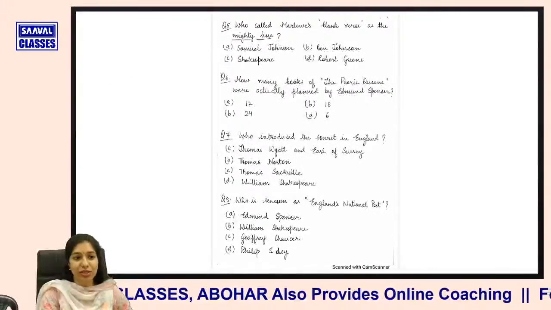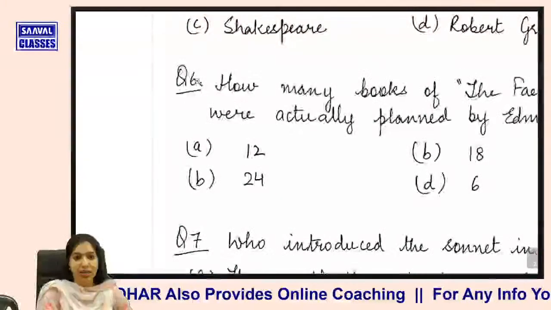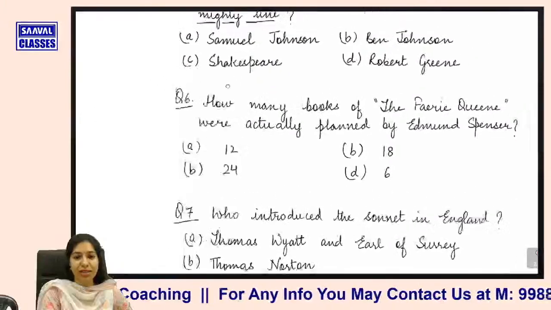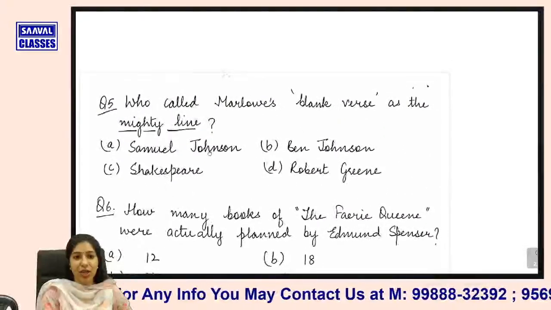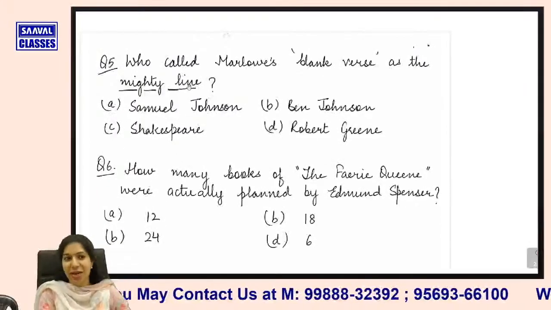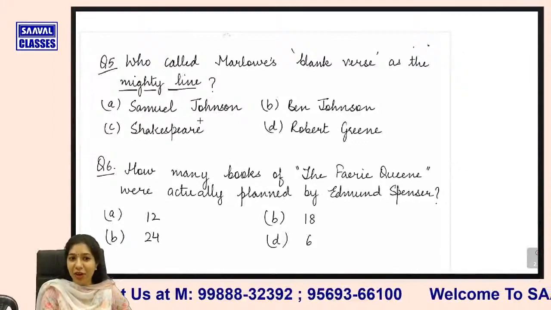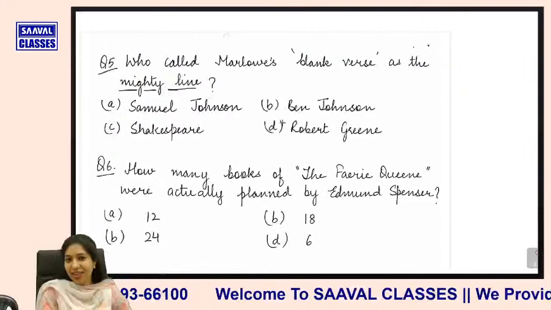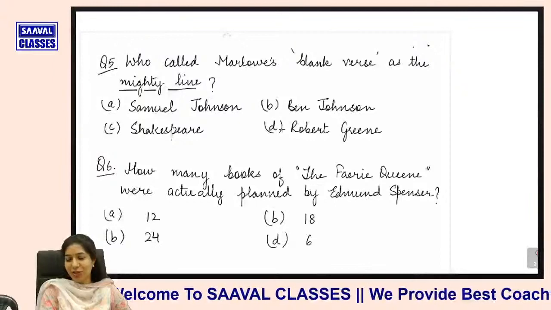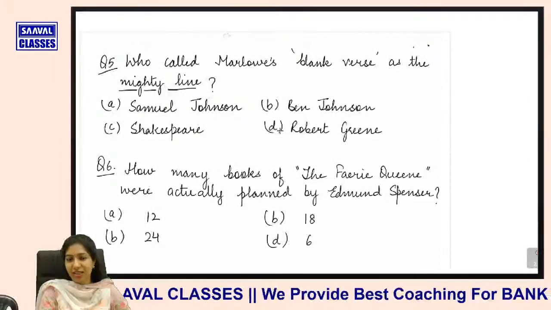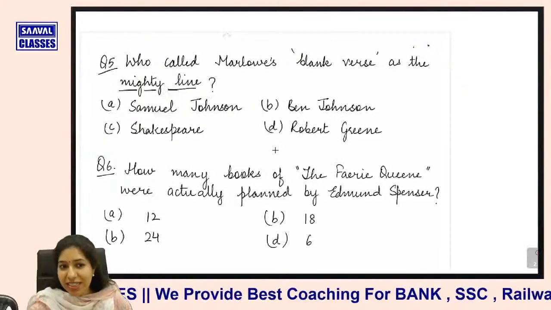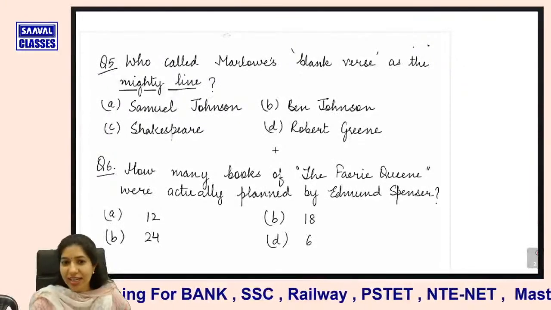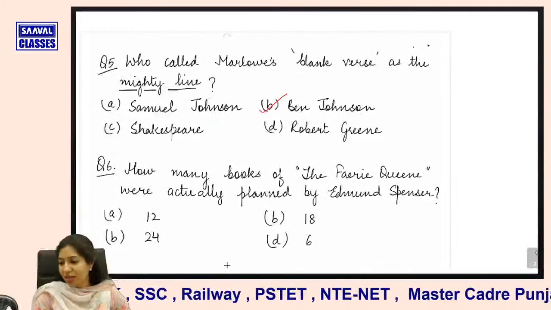Coming to the next question. The next question is: Who called Marlowe's blank verse the mighty line? And you all are again aware of it. Who called Marlowe's blank verse the mighty line? It was... Yes, it is Ben Jonson. Very good. The answer is B.